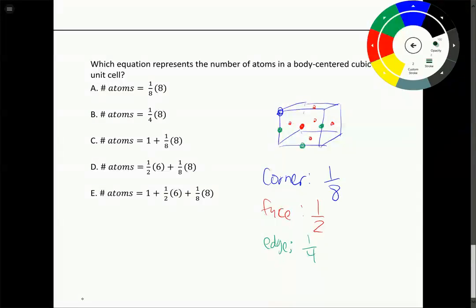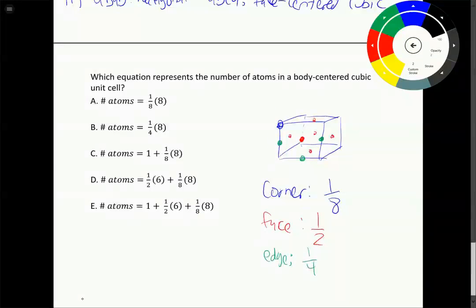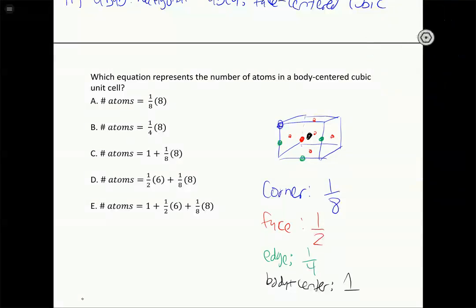And then finally, there's one right in the center here that we can put, which is called the body-centered position. If I can ever get this color back. There we go. The one I drew in black is body-centered, which counts as a full atom because it's directly in the middle. So those are the 4 different places we can put atoms in a cubic structure.